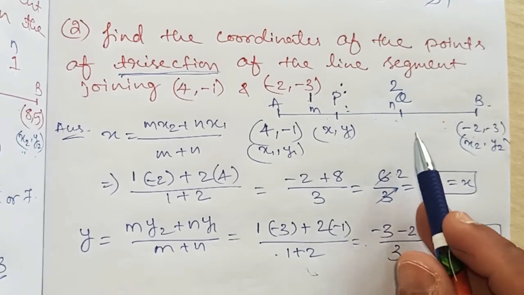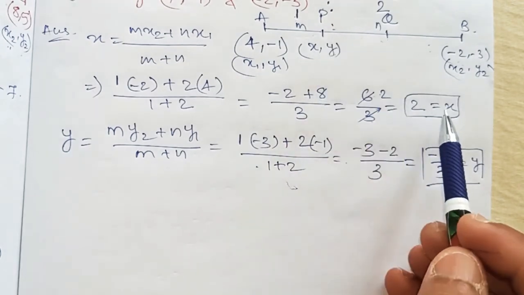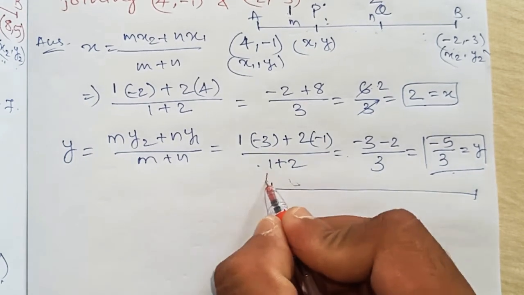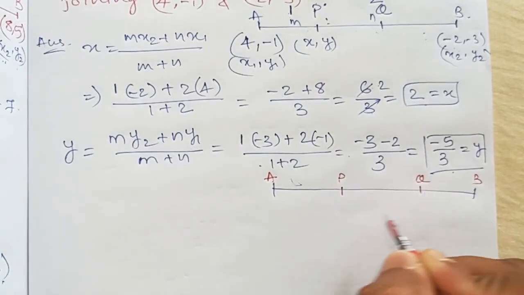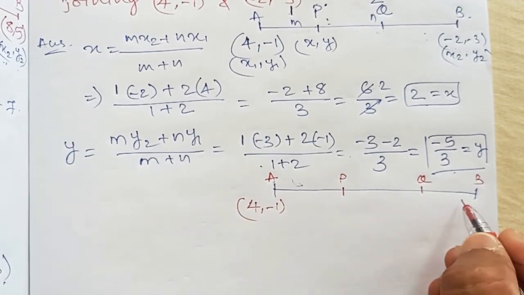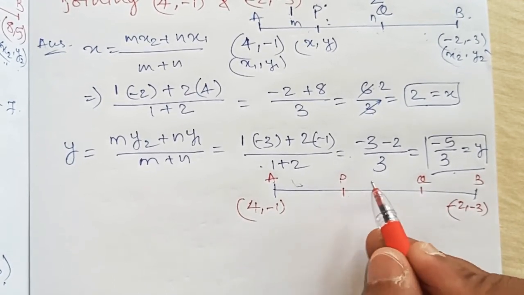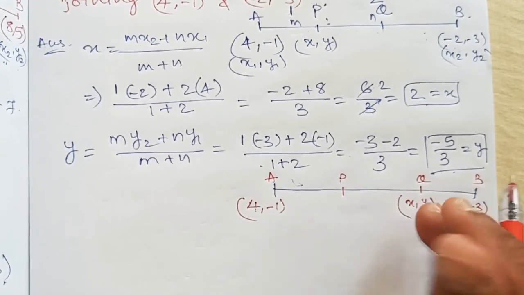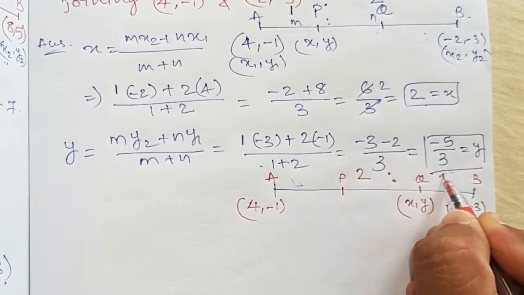Now we will find out the coordinate of Q, because this line has been trisected into 3 parts. P coordinates we got as 2 and minus 5 by 3. So just once again I have drawn the line and we will name it AB. It has been trisected by the points P and Q. A coordinates are 4 comma minus 1 and B coordinates are minus 2 comma minus 3. Already we got the coordinate of P, so no need to find it out. The coordinate of Q will be x comma y. And the ratio will be, this is 2 parts, this is 1 part. So the ratio will be 2:1.